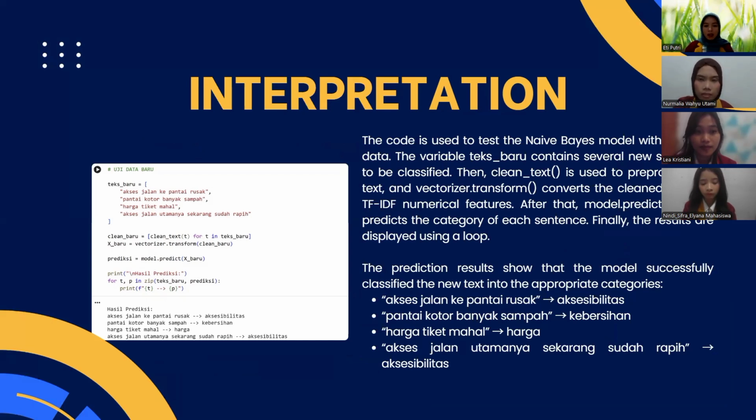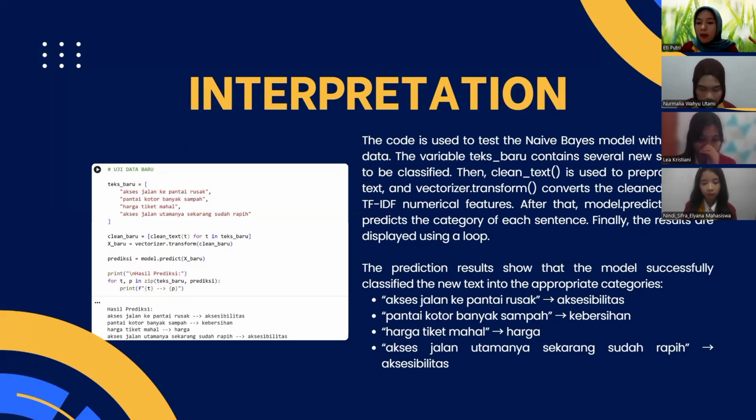So, next is the interpretation. The code is used to test the naive Bayes model with new text data. The variable text_baru contains several new sentences to be classified. Then clean_text is used to process the text and vectorizer.transform converts the clean text into TF-IDF numerical features.